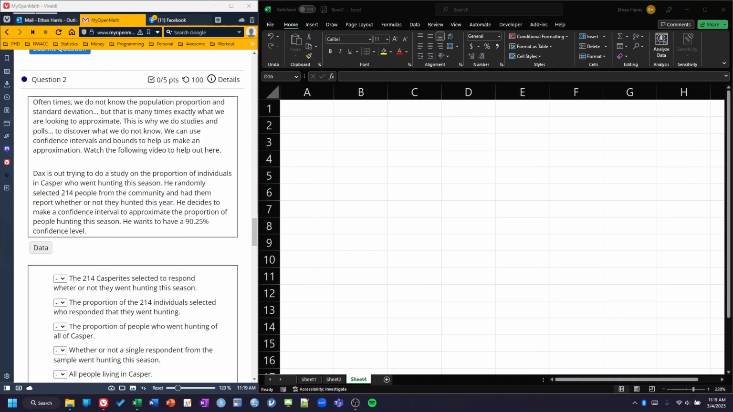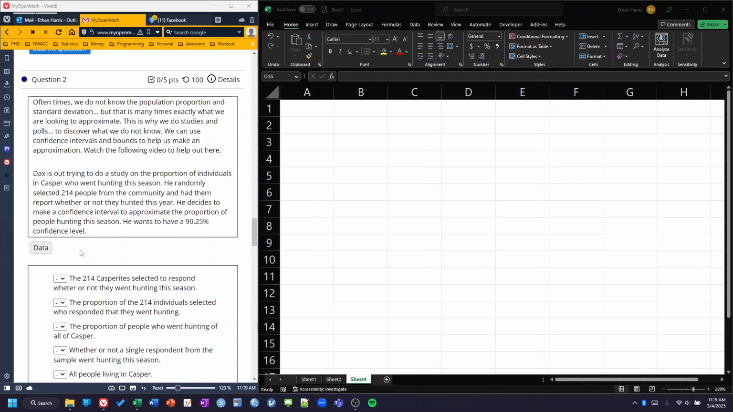So here it says that Dax is out trying to study the proportions of individuals in Casper who went hunting this season. He randomly selected 214 people from the community and had them report whether or not they hunted this year. He decides to make a confidence interval to approximate the proportion of people hunting this season. He wants to have a 90.25% confidence level.